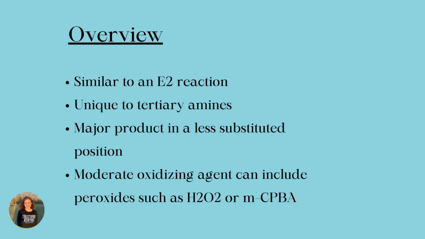The Cope elimination is similar to an E2 reaction. In this reaction, a tertiary amine is oxidized to form an N-oxide intermediate. The moderate oxidizing agent is usually a peroxy acid, such as H2O2 or MCPBA. The oxygen from the N-oxide intermediate acts as a base to then form an alkene.